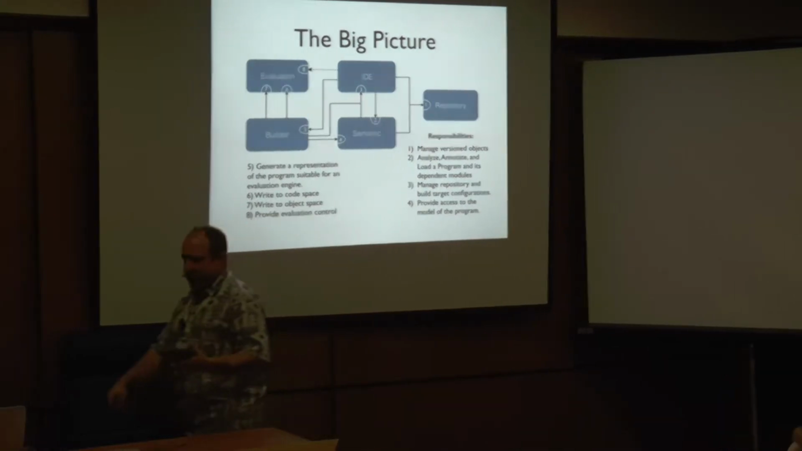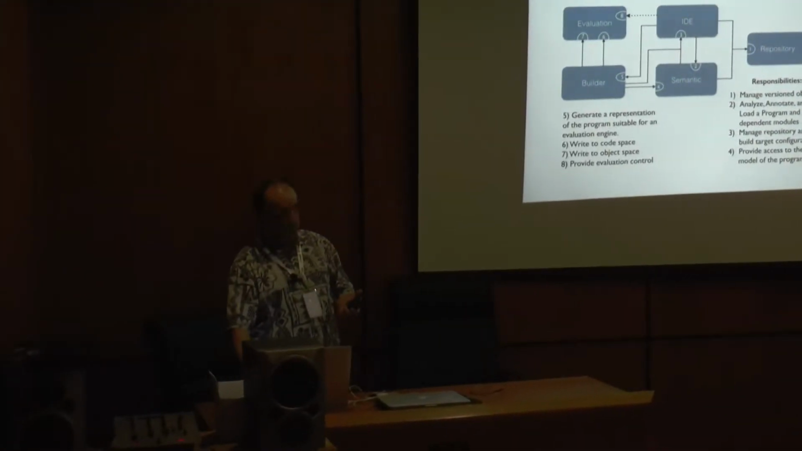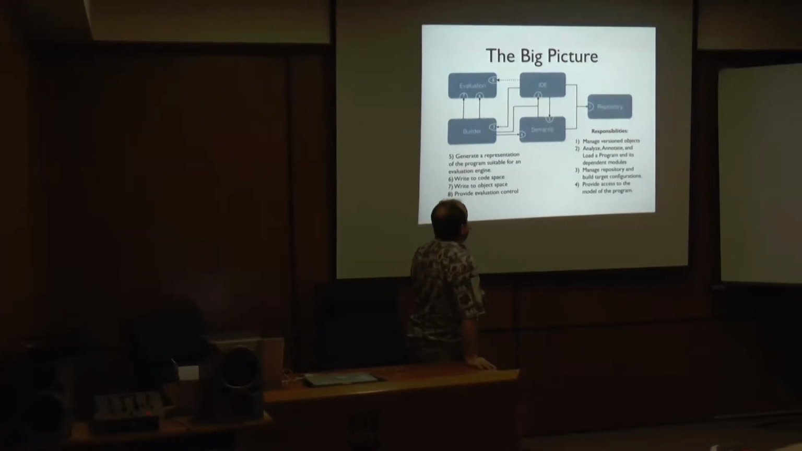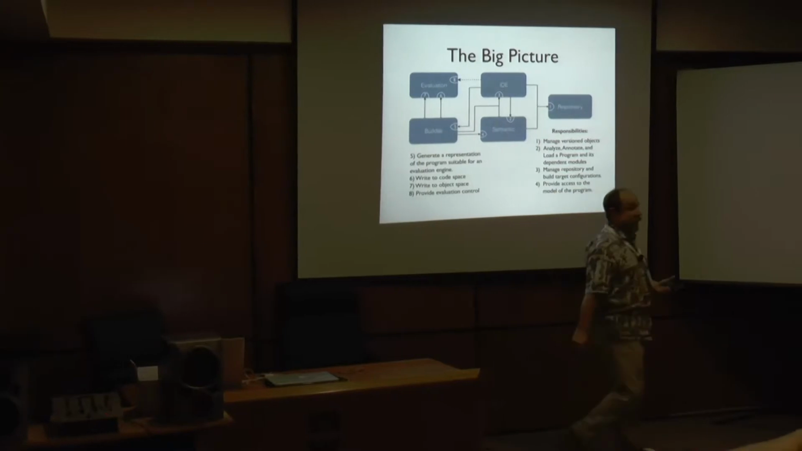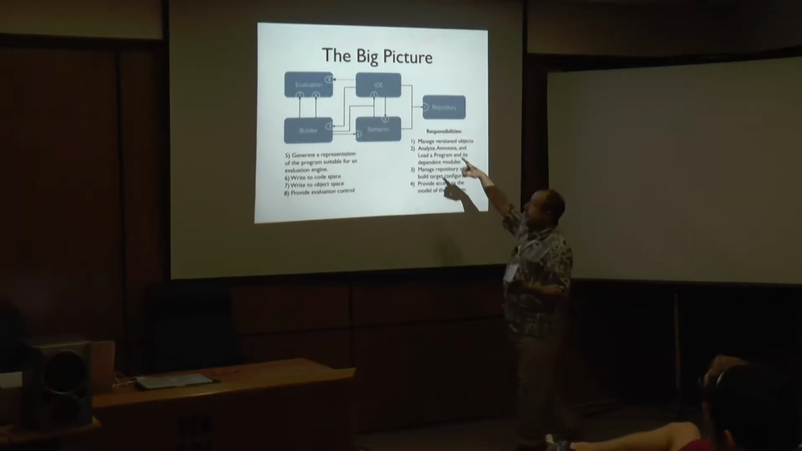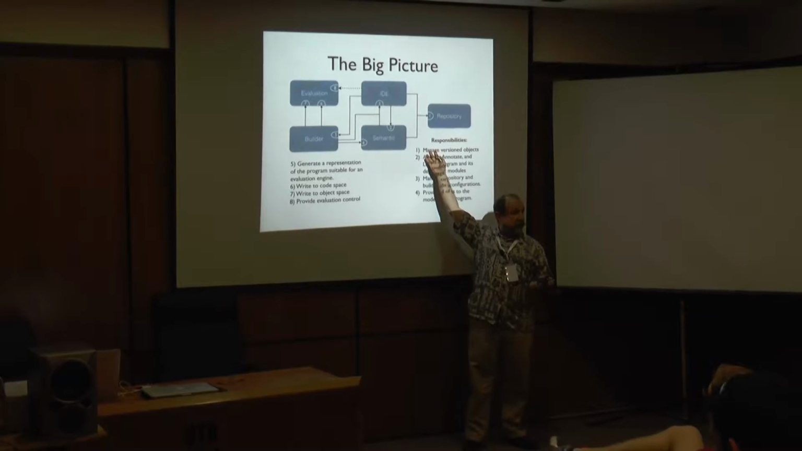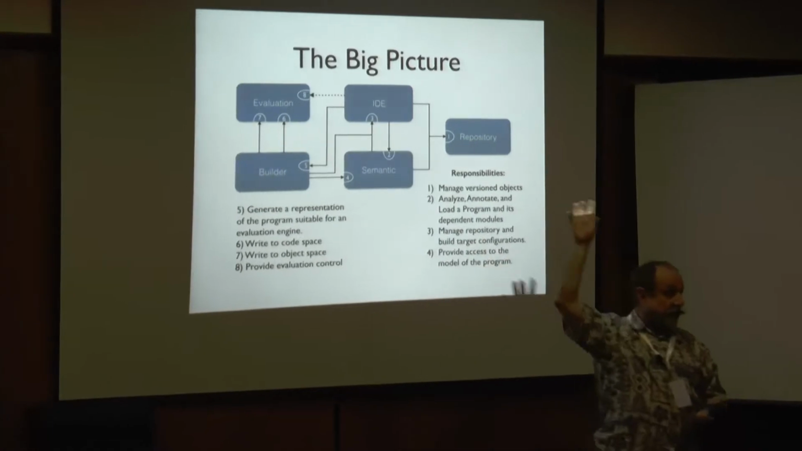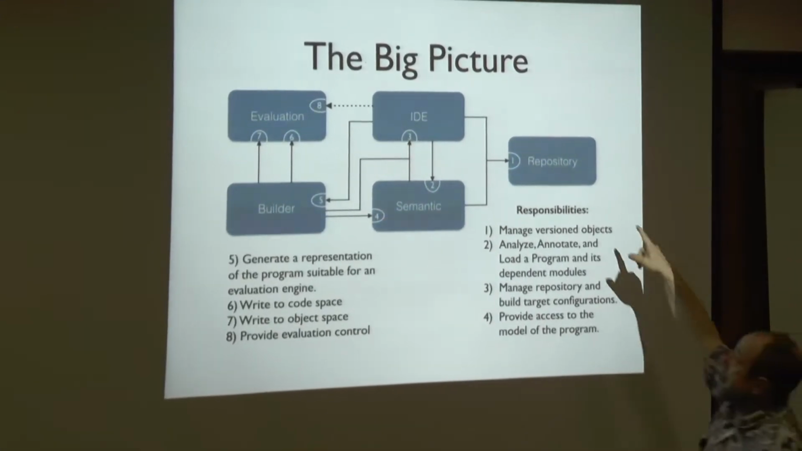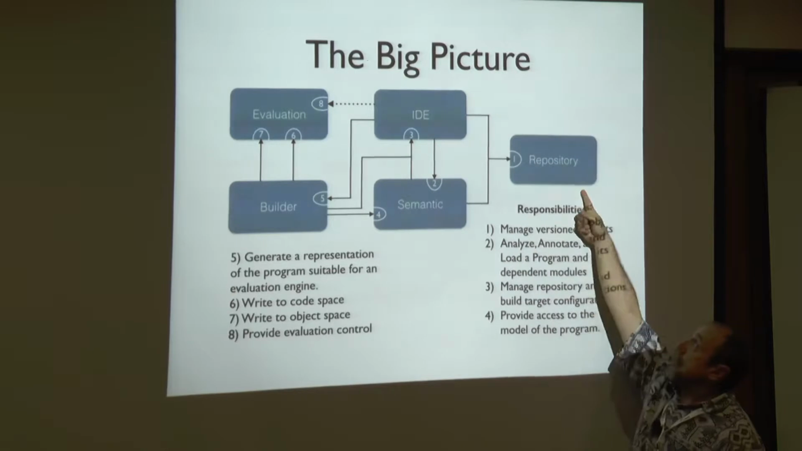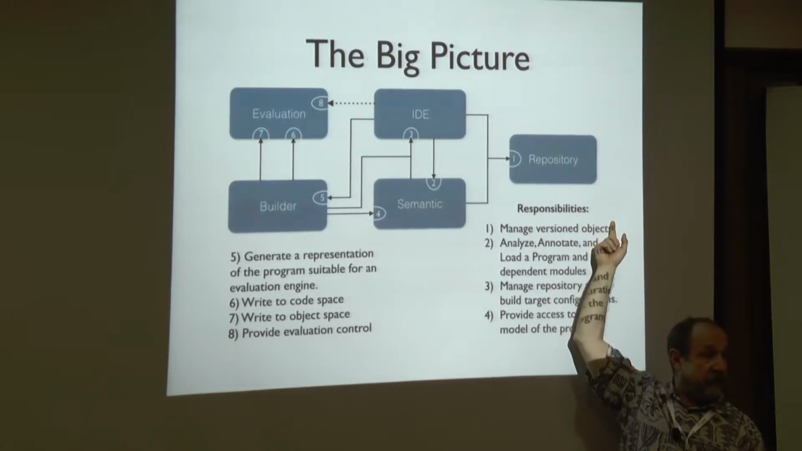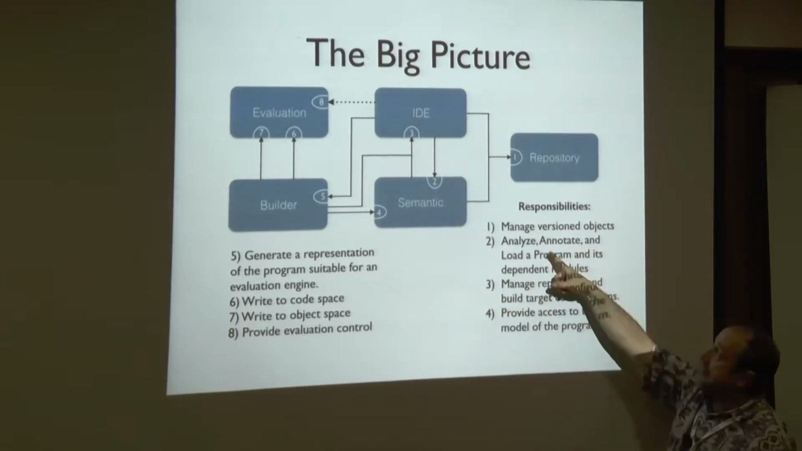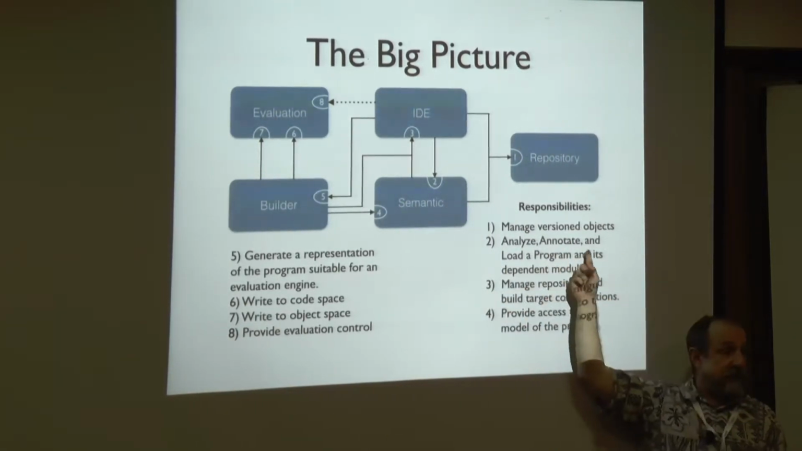Okay, so that said, I think... John, before you switch to the slide, is there any meaning to the direction of the arrows? Yes. The direction of the arrows is a dependency. If you read Rebecca's first book, this would be what you would call a subsystem diagram with contracts. So we're saying the IDE, which includes the project and the tools, has a dependency upon the repository's ability to manage versioned objects. Likewise, IDE depends on semantic to analyze, annotate, and load programs and their dependent modules.